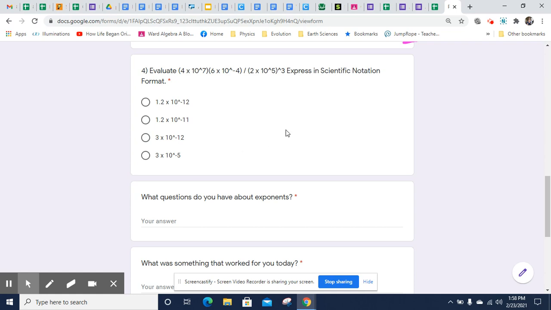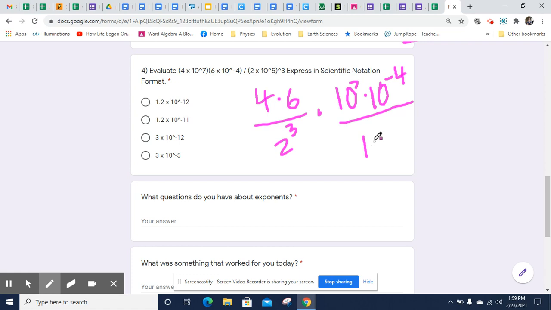All right, last one's more complicated. So let's look at all the pieces. So once again, we're going to organize our coefficients first. So we got 4 times 10 to the 7th times 6 times 10 to the negative 4th, all divided by 2 times 10 to the 5th to the 3rd power. So this is to the 3rd power. So we've got to say 4 times 6 over 2 to the 3rd power. And that's going to be times 10 to the 7th times 10 to the negative 4th over 10 to the 5th, and that is raised to the 3rd power.